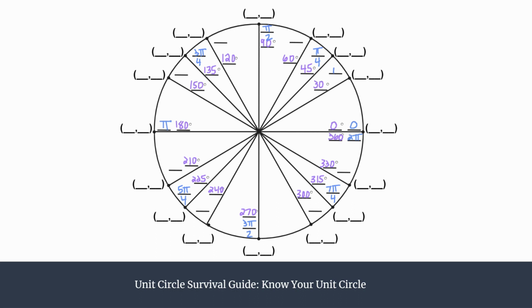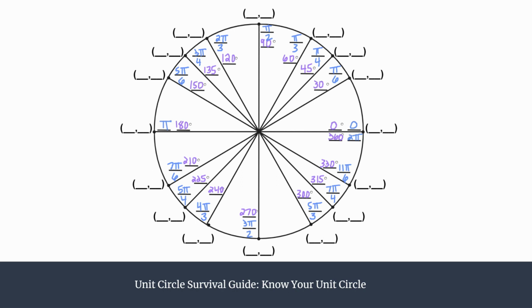Okay, so let's count. We have 1 pi over 6, 2 pi over 6, which reduces to pi over 3, 3 pi over 6, we've already labeled as pi over 2, 4 pi over 6 reduces to 2 pi over 3, 5 pi over 6, and 6 pi over 6, which is, of course, pi. So let's keep going. 7 pi over 6, 8 pi over 6, which reduces to 4 pi over 3, 9 pi over 6, which is 3 pi over 2 when we reduce. 10 pi over 6 reduces to 5 pi over 3. And 11 pi over 6. And of course 12 pi over 6 is 2 pi.